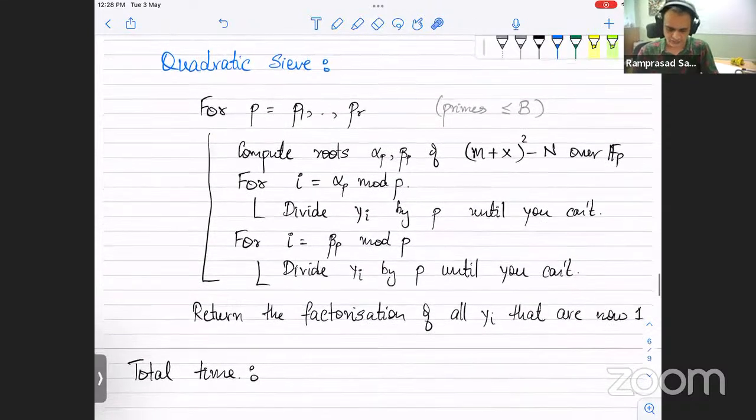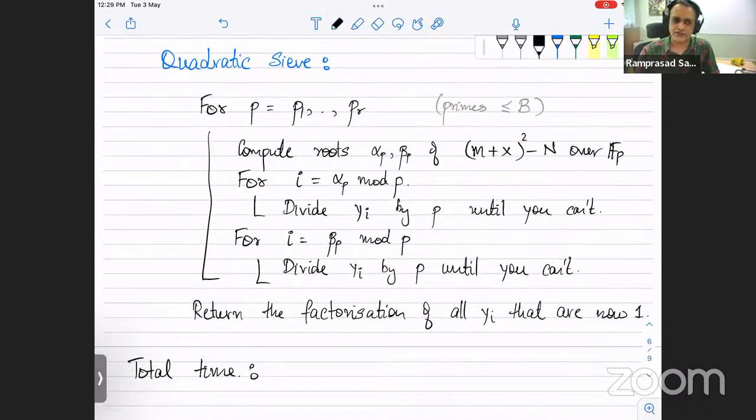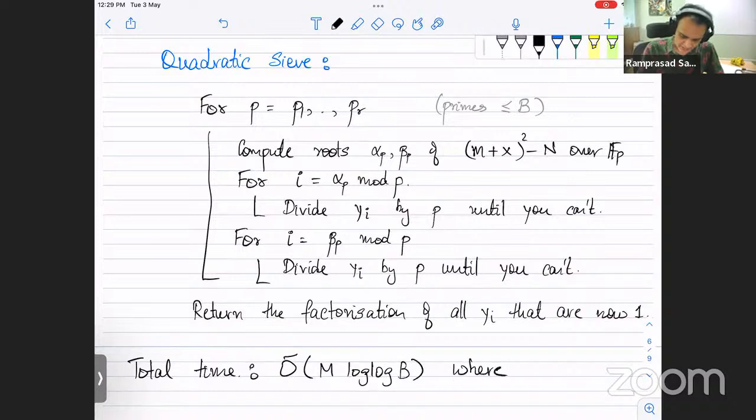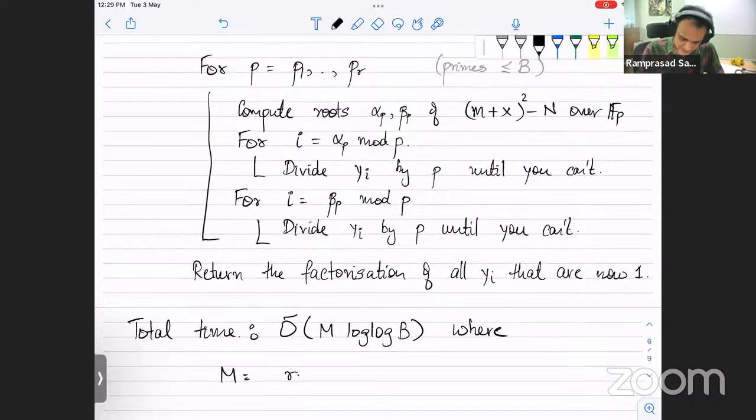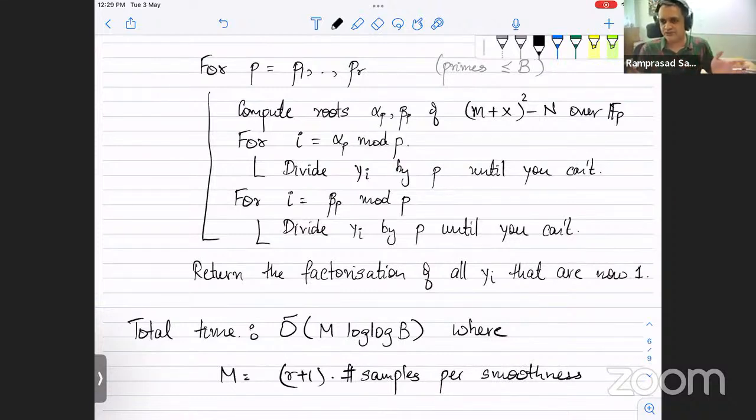Okay, and that's it. So what is the total time taken? It's a question of what is the range that you need to work with. So this is going to be O tilde of M log B like last time, where this M is basically equal to r plus 1 into the number of samples per smoothness. Because I eventually needed r+1 smooth yi's. So for that, maybe I needed to try y1, y2 all the way till y r+1 times something, taking into account the density part of it. So that is my M.